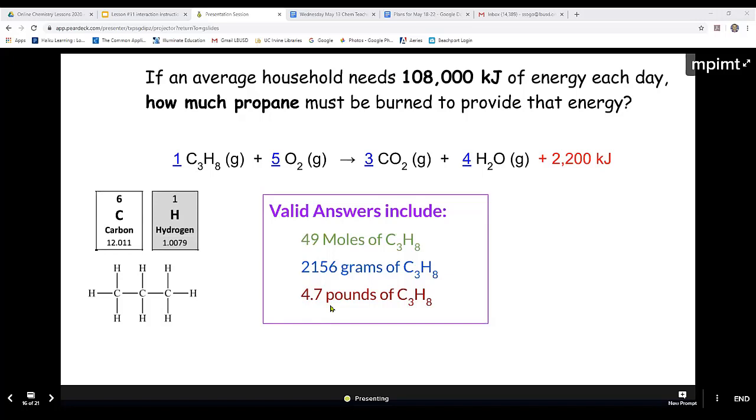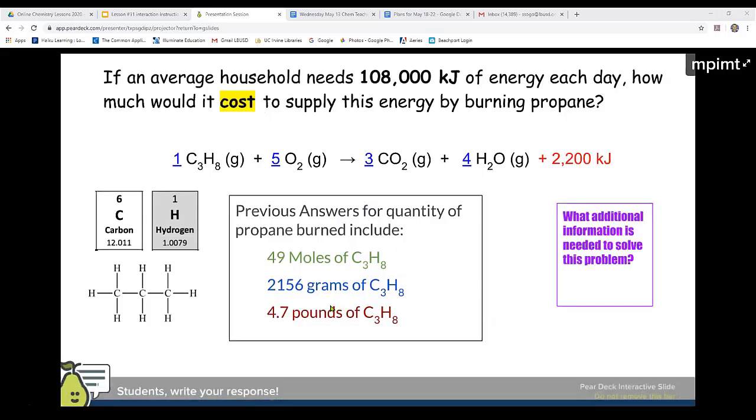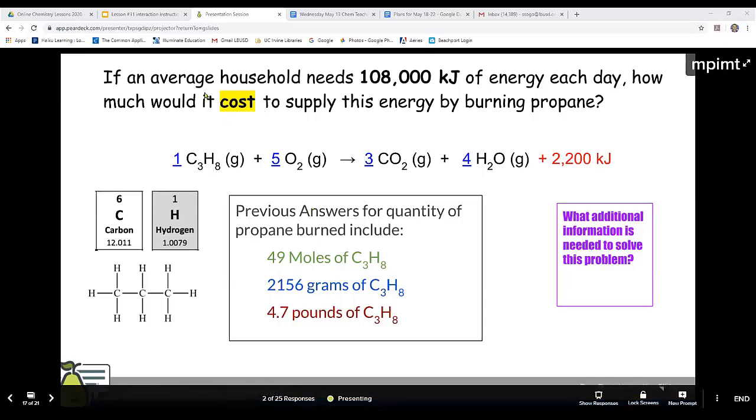Okay, here's the last problem solving here. All right, here's another question that a lot of people care about. How much does it cost? So I'm hoping you're reading the prompt with me. How much would it cost to supply this energy by burning propane? So here the question is, what additional information is needed to solve the problem? What do we need to know to figure out the answer?